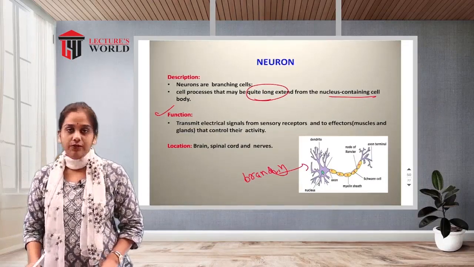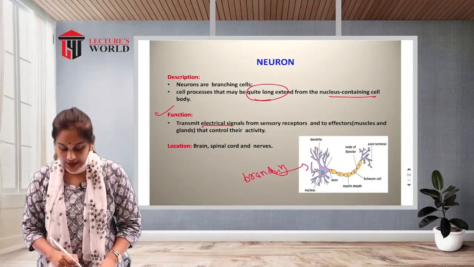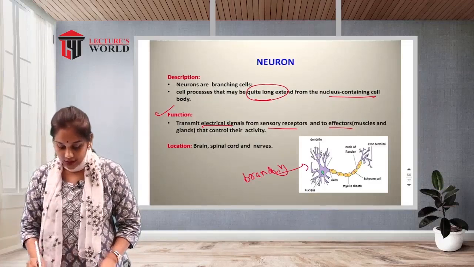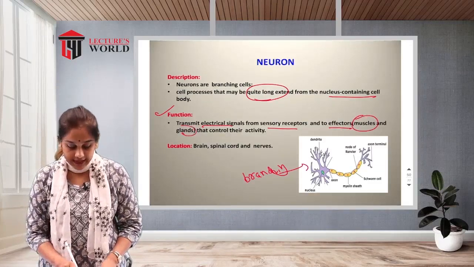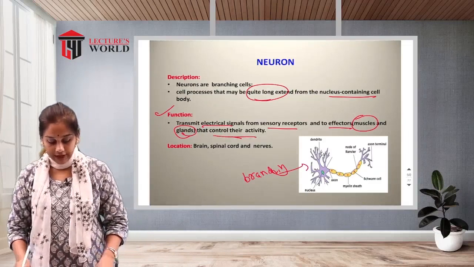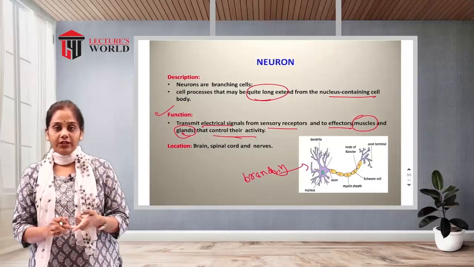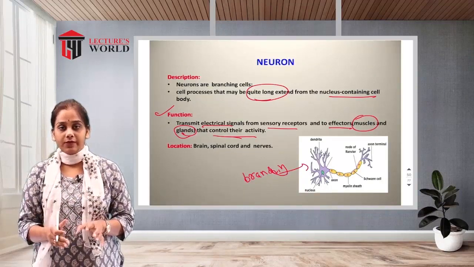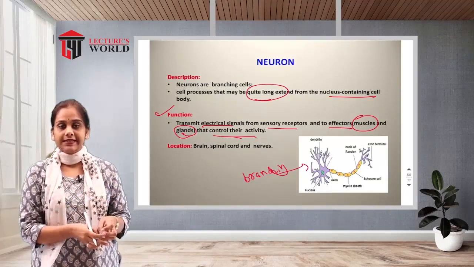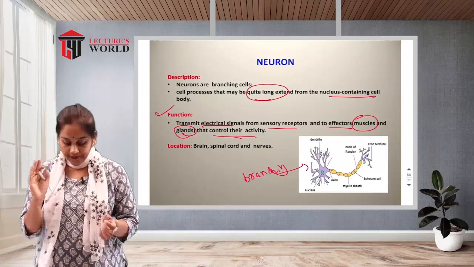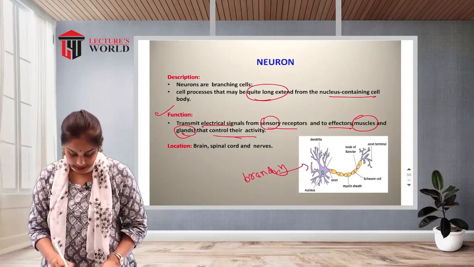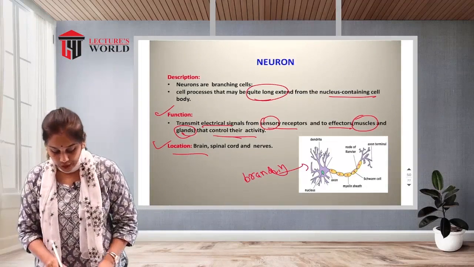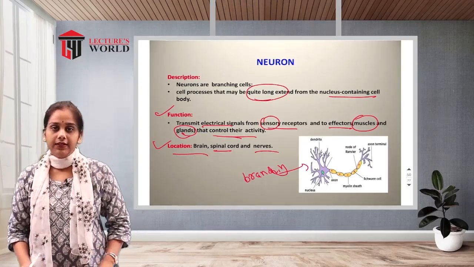What is the basic function of the neurons? They transmit electrical impulses from the sensory receptors to the effectors. What are effectors? Muscles as well as glands, and they control their activity. So they generally transmit nerve impulses from the receptor sites towards the brain. Where is it located? It is located in the brain, spinal cord and in the nerves.